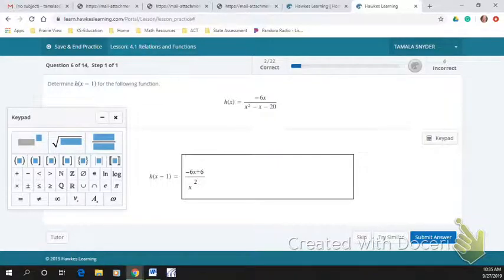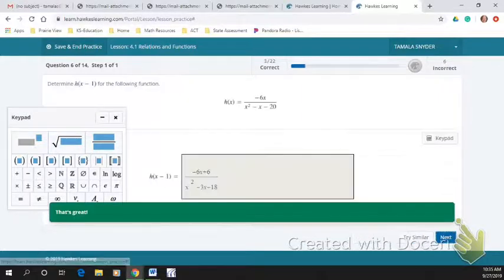And then what? Minus 3x minus 18. Everybody okay with that? Yes. All right, submit that. Hey, there we go, work. Okay?